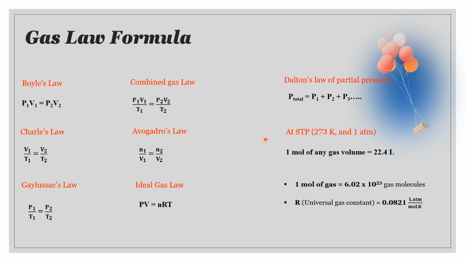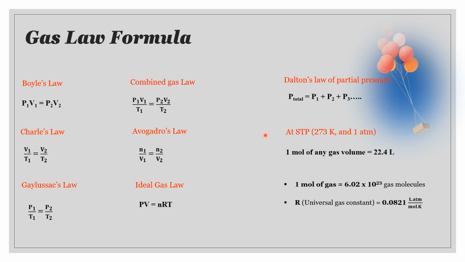Dalton's law of partial pressure explains that in a gas mixture, if it contains gas 1, gas 2, gas 3, there are three different types of gases, then the total pressure of the gas mixture is equal to the individual pressures. If we add them together, we call it the sum of the individual pressures equal to the P total.